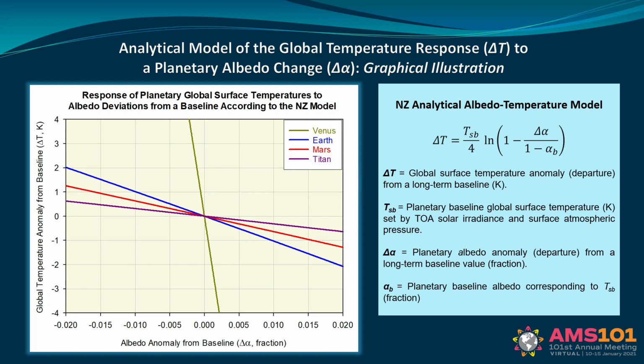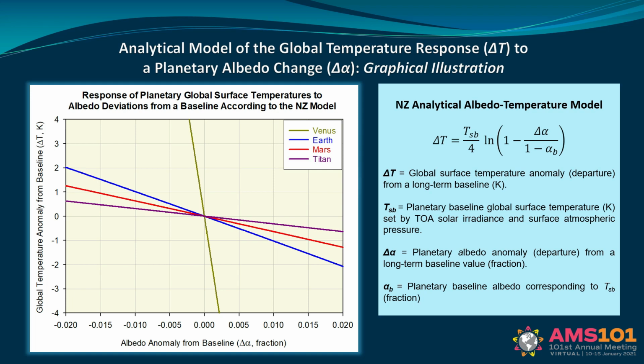Venus has 19 times the climate sensitivity of Earth because of its hot surface, 737 Kelvin, and a high baseline albedo of 0.9. Earth's climate sensitivity is about minus 1 degree Kelvin per 1% change in albedo. Mars and Titan have lower climate sensitivities than Earth, primarily due to being further away from the Sun and having cooler surfaces as a result.